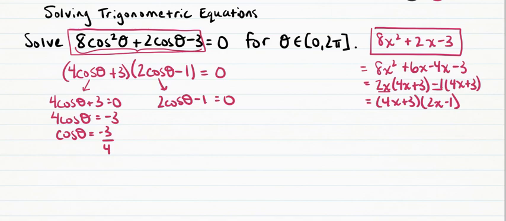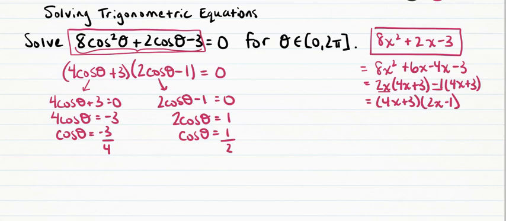And the second one, we can rearrange and solve. So add 1 to both sides, we get 2 cosine theta equals 1, and then divide both sides by 2, we get cosine theta equals 1/2. So we at least have cosine theta isolated. We don't have our solutions for theta yet, but we're getting there.